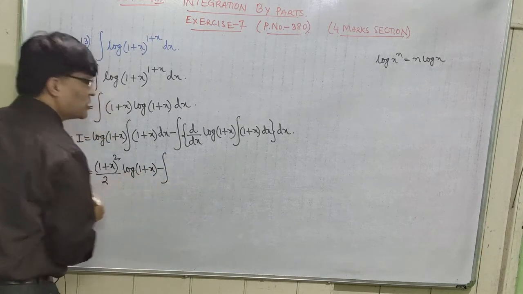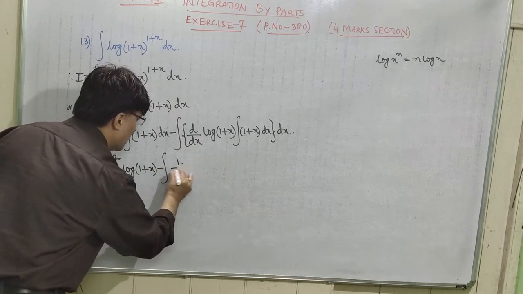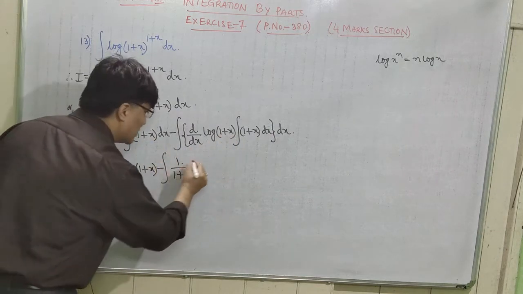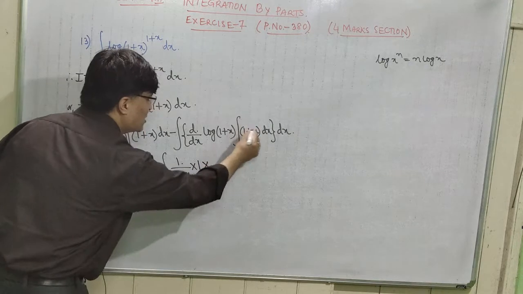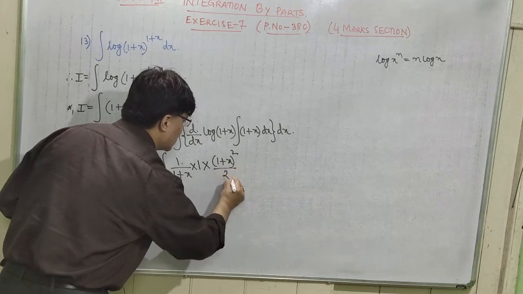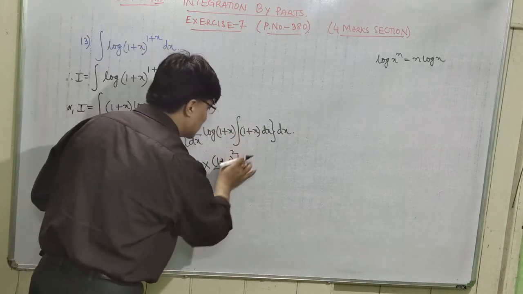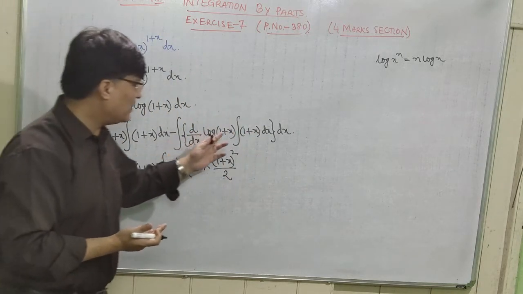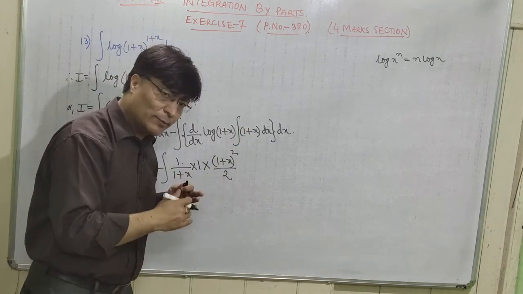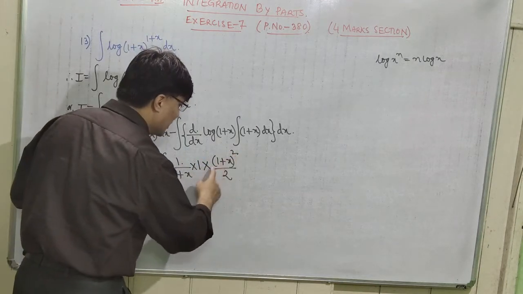Then minus integration of, what is dy dx of log of 1 plus x? It is taken as log x. What is the differentiation of log x? 1 upon x, that is 1 upon 1 plus x, into, again differentiate 1 plus x with respect to x, that is your 1, into, again, what is integration of 1 plus x dx? Similarly, it is 1 plus x whole square divided by 2, dividing by 1 is also there, because 1 plus x is taken as x and it is integrated.